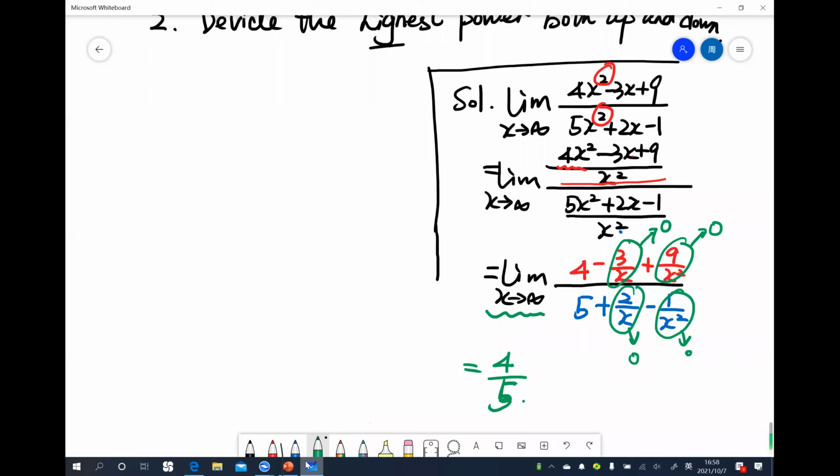Laoshi, can you repeat this second step? Second step here. Yes. Then the third.